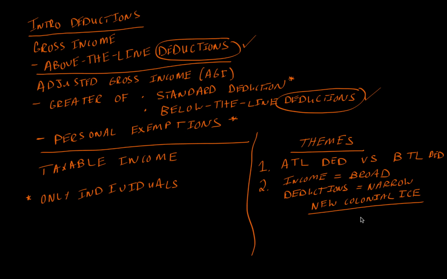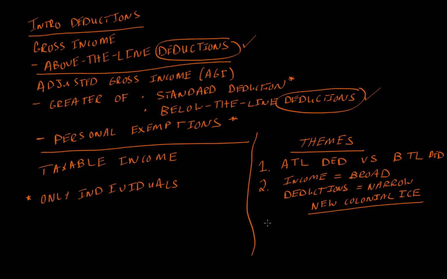to be interpreted broadly, but deductions are to be interpreted narrowly. So the idea is that it almost goes in favor of the IRS almost always. So always keep that in mind. If you're having trouble understanding, it's good to err on the side of narrow for deduction and broad for income.